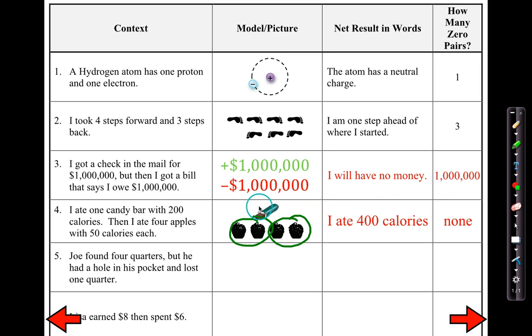Number 5, Joe found 4 quarters, but he had a hole in his pocket and lost 1 quarter. So here he had 4 quarters, but he lost 1. So what does he end up with? Well, he only has 3 quarters, right?